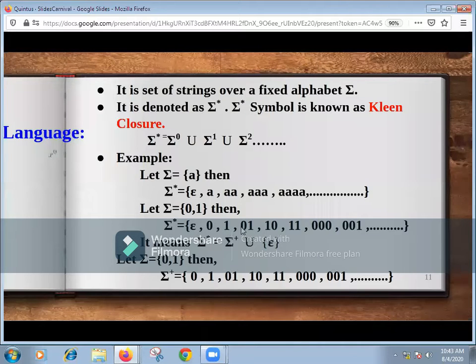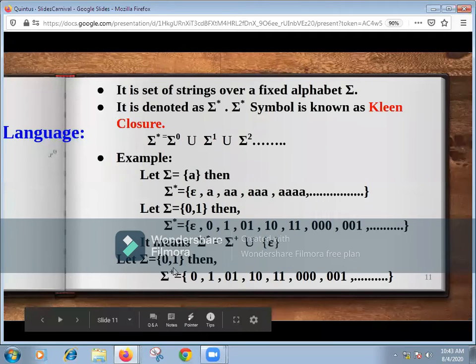If we show the combinations of 0, 1, it will be 00, 01, 10, 11. All the combinations with length 2 are considered as alphabet raised to 2. Then the combinations 000, 001, 010, 011, 100, 101, 110, 111 have length 3, so it is alphabet raised to 3. In such a way you can find alphabet closure, which is the union of alphabet raised to 0, 1, 2 and so on. Now this is the concept of Kleene closure.